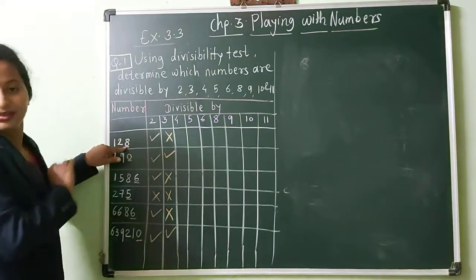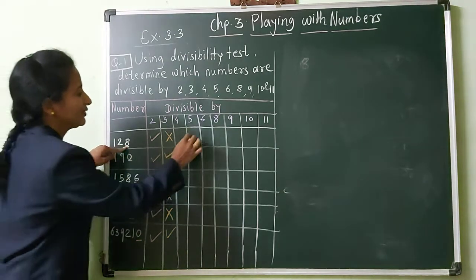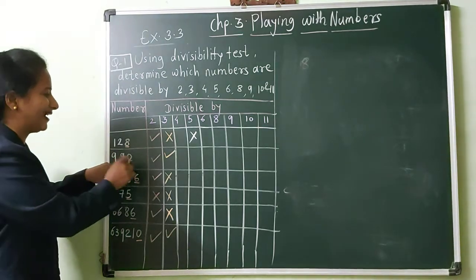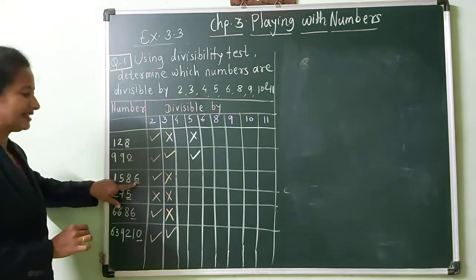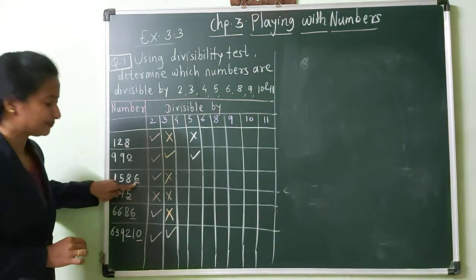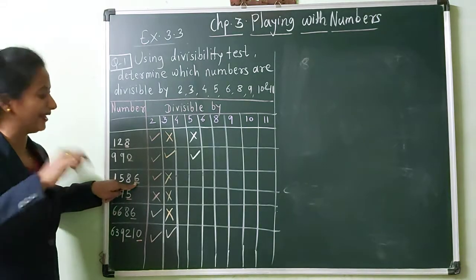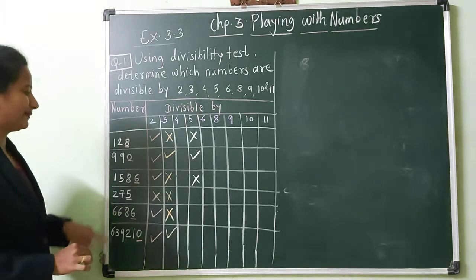So 128. Is it here 0 or 5? It is here 8 in the ones place. So of course this number is not divisible by 5. See the next number, 990. Ones place digit is 0. So this number is divisible by 5. See here, ones place digit is 6. As per the rule, if the ones place digit is 0 or 5, then only that number is divisible by 5.